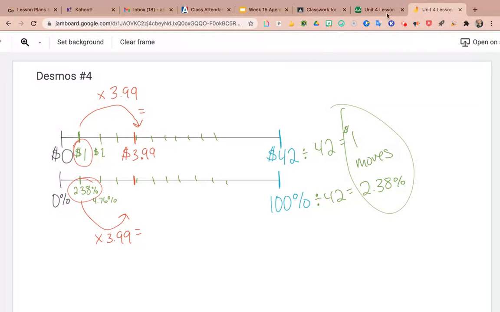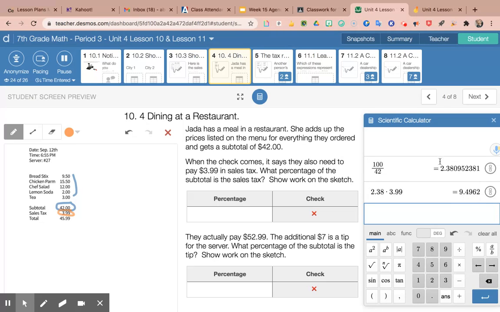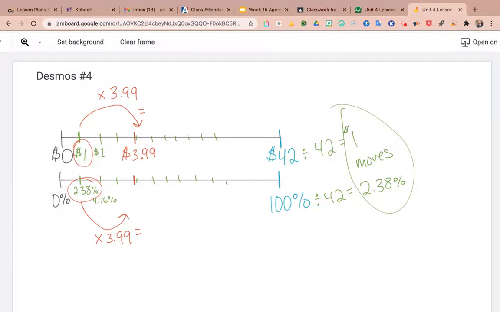All right, so let's put that in our calculator. 2.38, and I need $3.99 of them. I get about 2.4962. So I'm going to round that. I'm going to round it to about 9.5%.